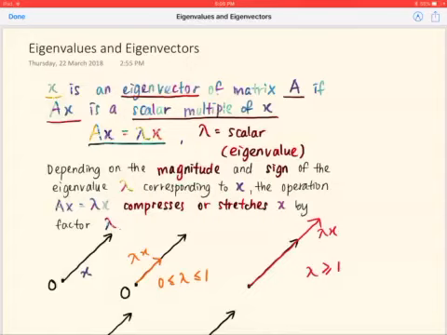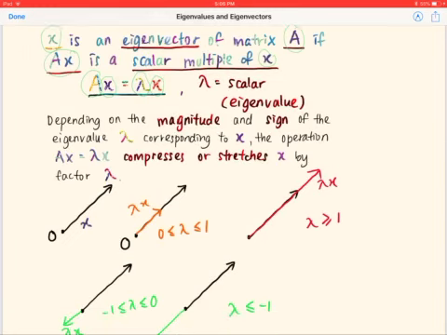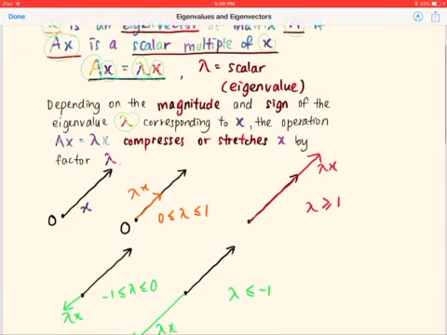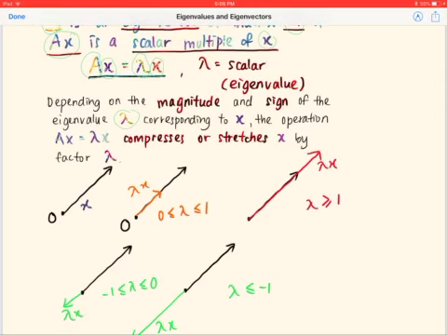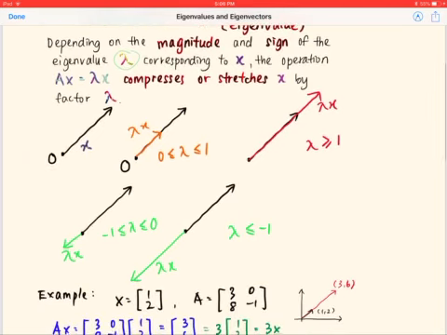Now we are going to look at eigenvalues and eigenvectors. X is an eigenvector of a matrix A if the multiplication AX is a scalar multiple of X. So what does it mean? It means that when you multiply a matrix A with a vector X, your final answer is a scalar multiple of the original vector X. It depends on the magnitude and the sign of the eigenvalue corresponding to X. The operation AX equals lambda X compresses or stretches X by a factor.